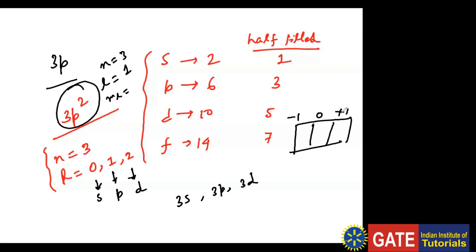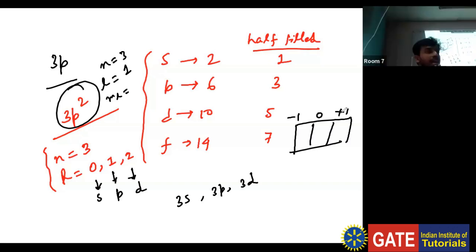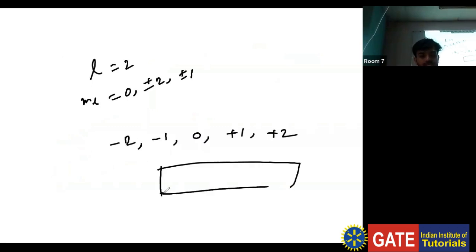Check this. If l is equal to 2, what is the ml value? Tell me. I'm wiping all those. So minus 2, minus 1, 0, plus 1, plus 2. That means, is it not? How many orbitals? dxy, dyz, dzx, dx square minus y square, and dz square. I'm writing it.